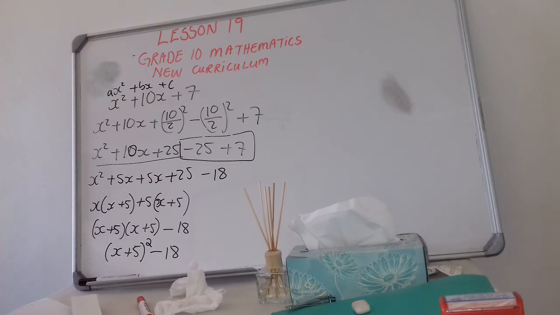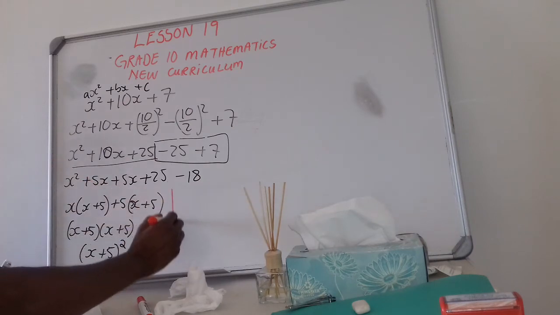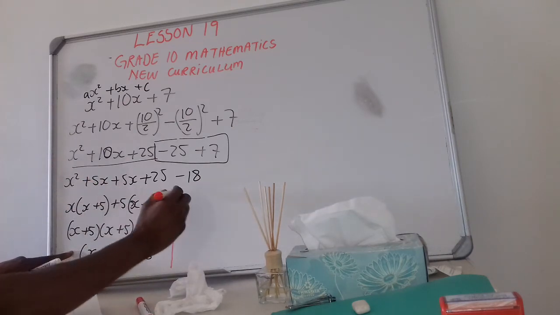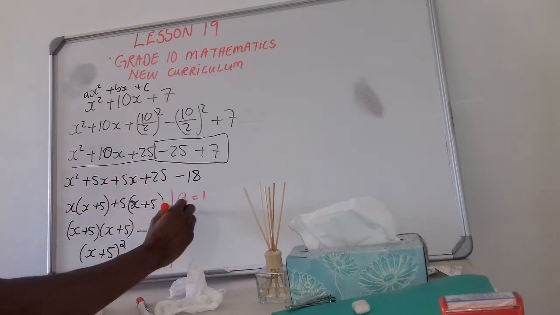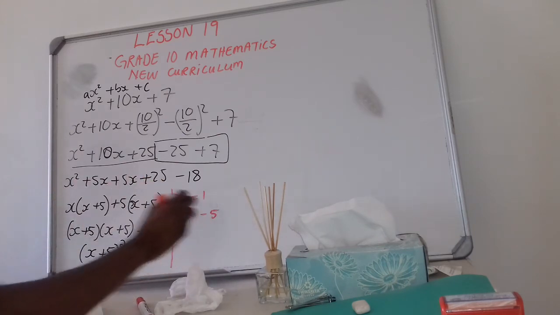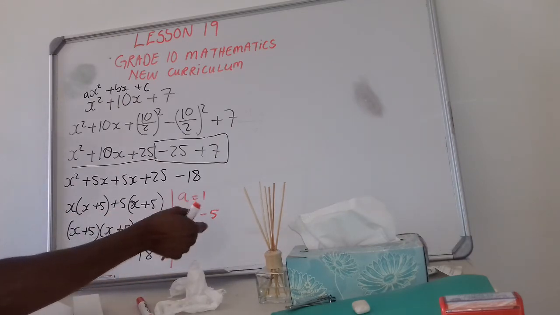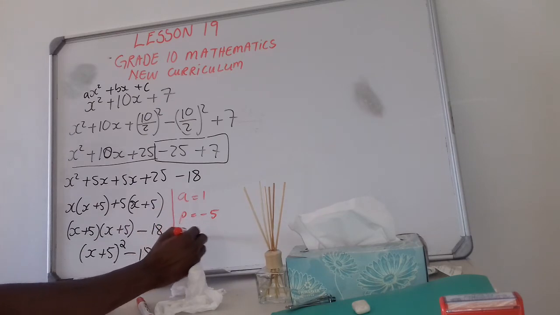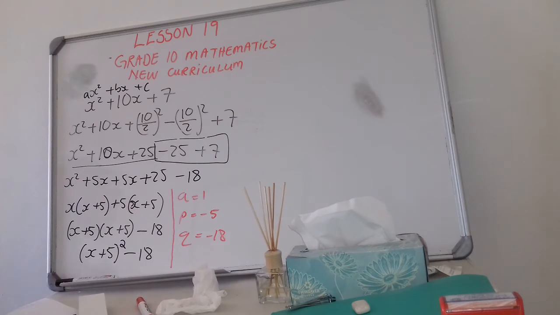Okay, so now the question is, what is A, what is P, what is Q? Here, obviously A is equal to 1 because there is nothing. P is equal to negative 5. Remember, if it's negative, when you write down the P, you say mine is a negative. If this was negative, when you write it down, it will be positive. And Q is equal to negative 18. So this is the longer method of completing the square.